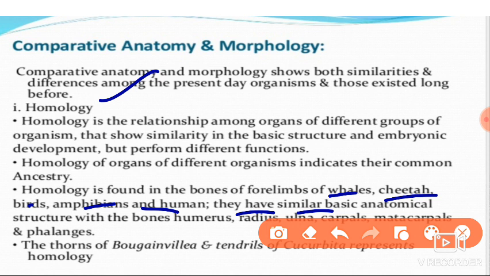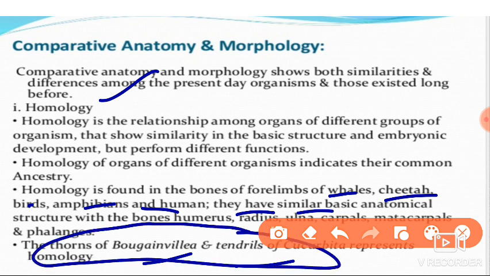And here another example is given, the thorns of the bougainvillea and the tendrils of the cucurbita. These are also examples for homologous organs. For your examination point of view, you can write any one. You can write the example for homologous organs: cheetah, whale, birds, and everything, the four limbs. And along with that, you can write thorns of bougainvillea and tendrils. These are also examples for homologous organs. And along with that, brain and heart of vertebrates are also examples for homologous organs.